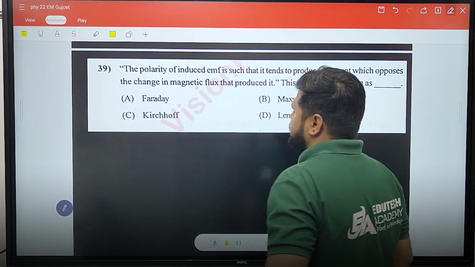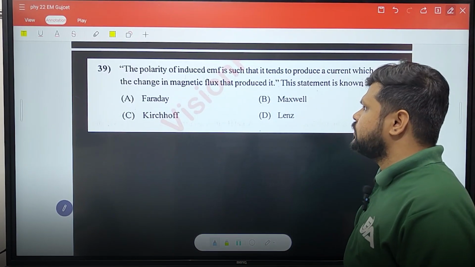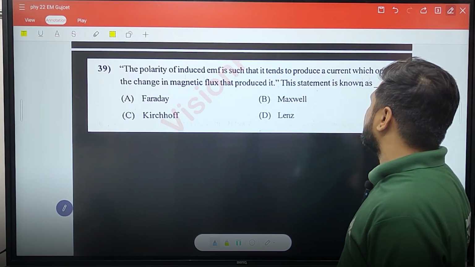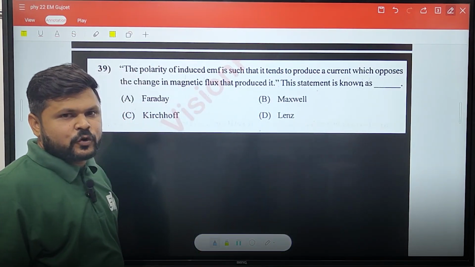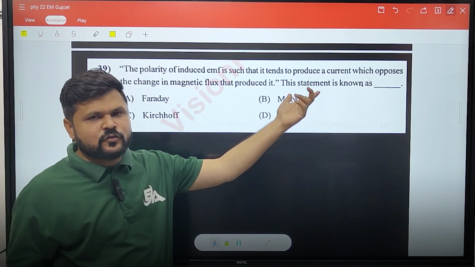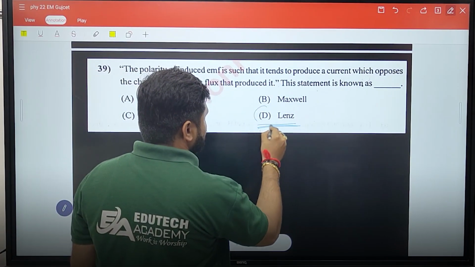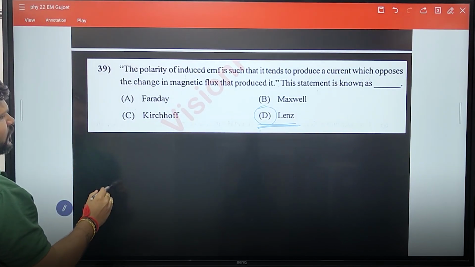Read the sentence carefully and give the answer that represents which law. The polarity of induced EMF is such that it tends to produce a current which opposes the change in magnetic flux that produced it. This statement is known as Lenz law. So the correct option is B, Lenz law. Next and final MCQ.